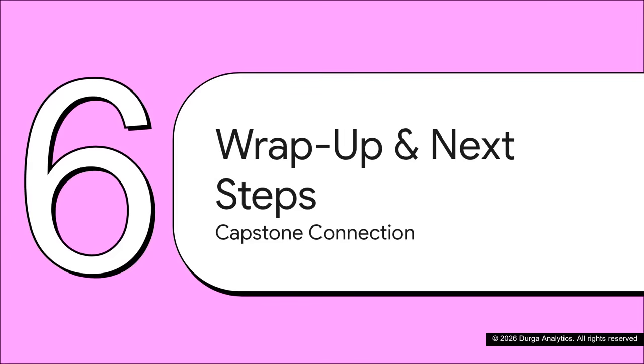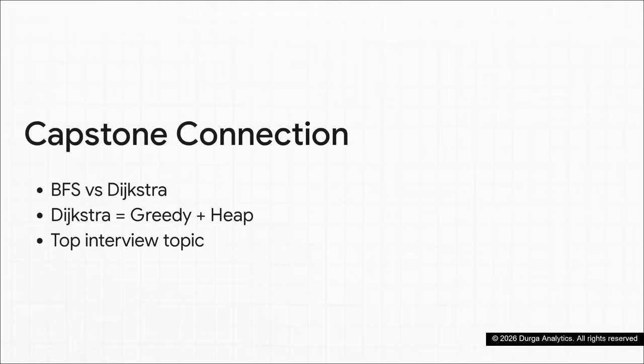Part 6. Wrap-up and next steps. Capstone connection. Shortest path problems are incredibly common, both in technical interviews and in real scaled production systems. Synthesizing these patterns is key. Recognizing that a routing problem is really just a graph problem, knowing whether it calls for BFS or Dijkstra depending on the weights, and being able to explain that Dijkstra synthesizes greedy logic with a priority queue, well, that demonstrates the exact kind of deep understanding expected at top tech companies.